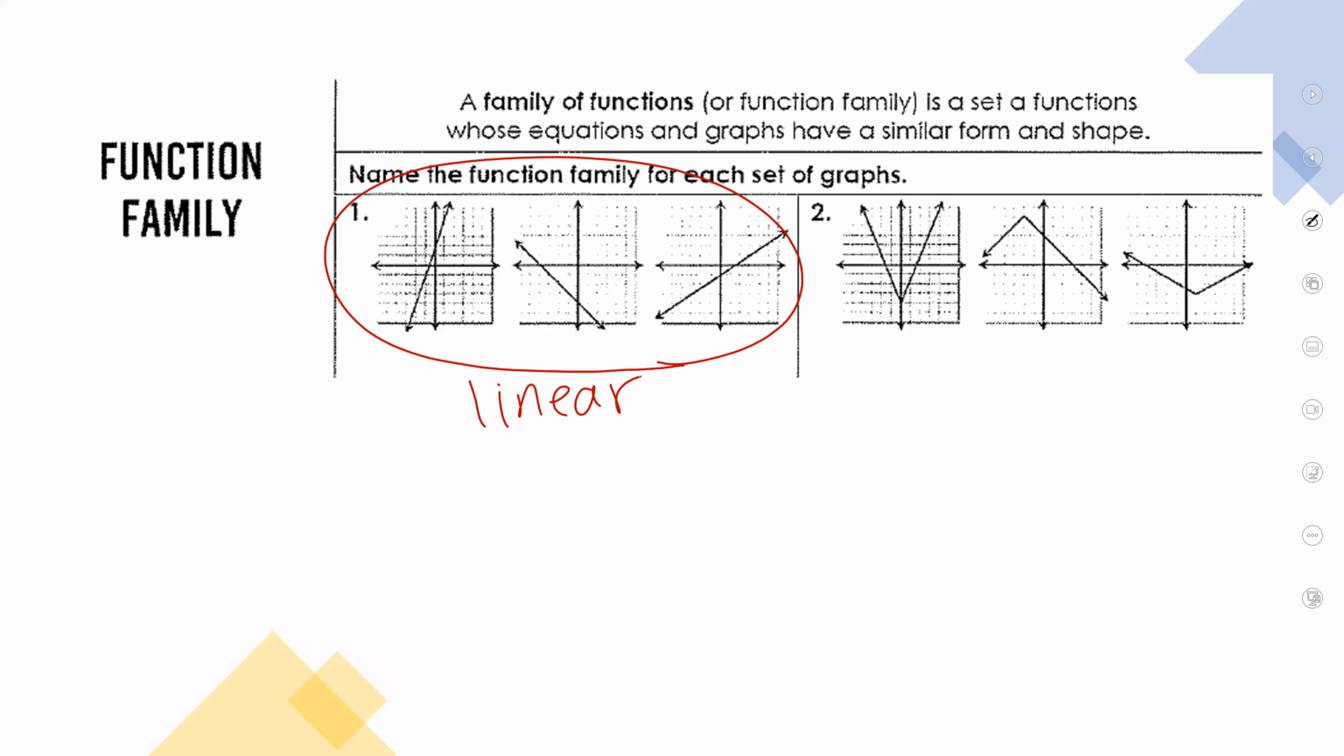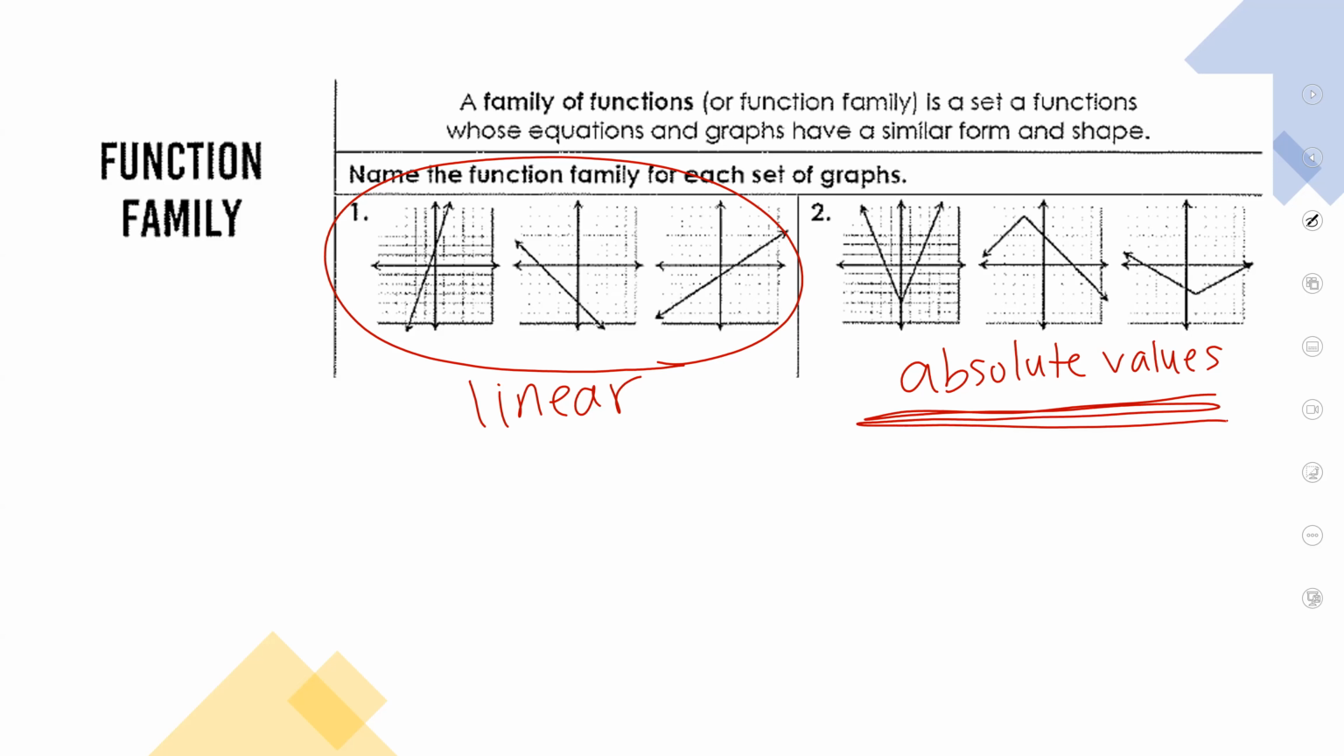And for graphs for number two, what are all of those? Yes, those are absolute value graphs. They all have a V shape. So these are all absolute value graphs. They all have a V shape, whether it's facing up or down. Okay, so today we're going to be focusing on absolute value graphs.